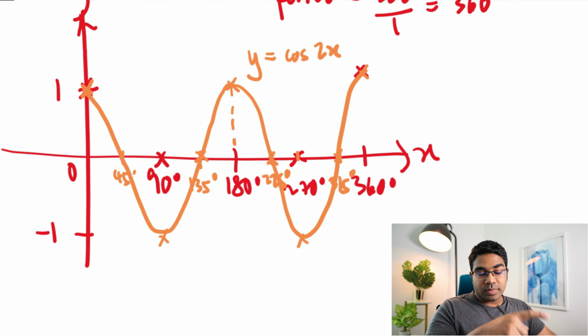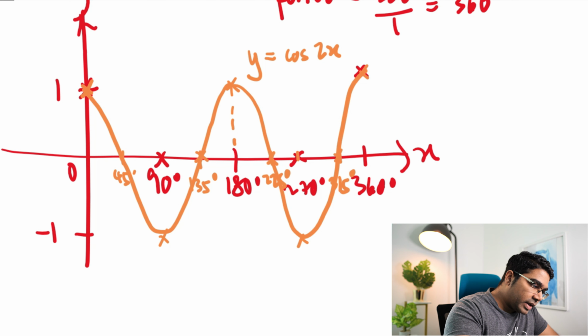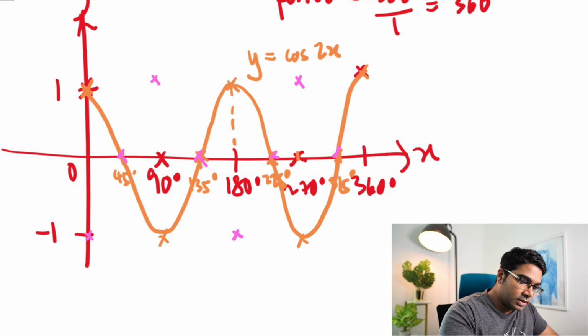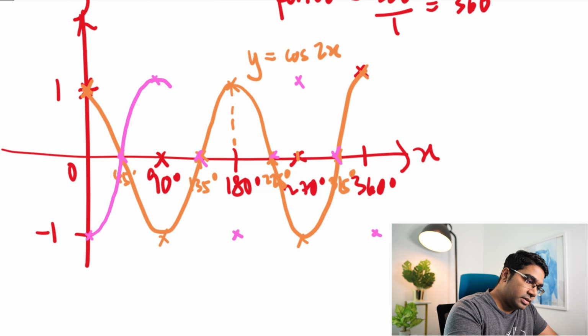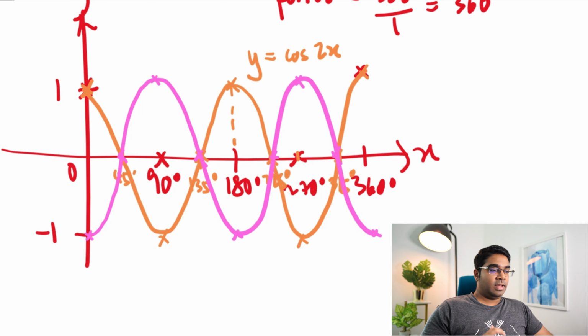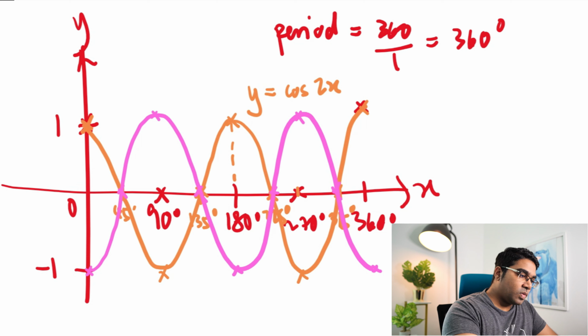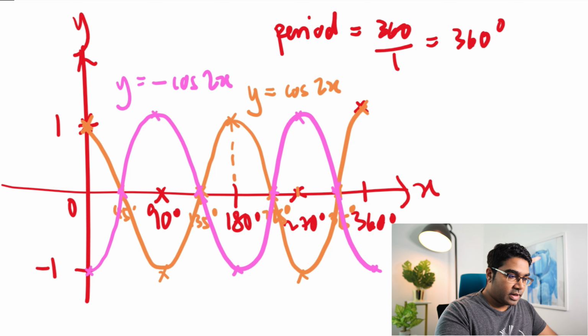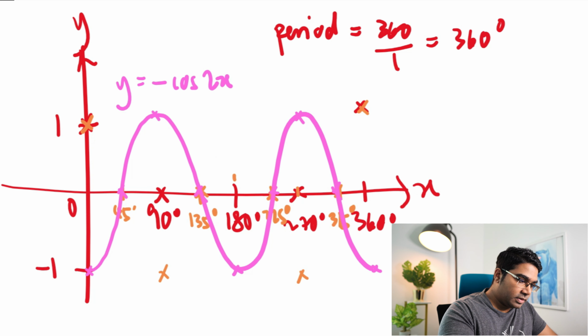Now we have to flip this. So when you flip this, 1 will be negative 1. This is still 0. Negative 1 will become 1, 0, negative 1, 0, 1, 0, negative 1. So when we flip it over, it's a reflection. This is the graph that we will get. This graph is y equals negative cos 2x. So now we can erase our old graph.